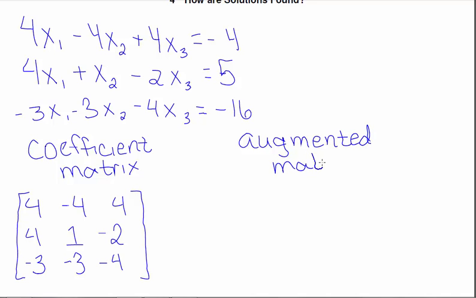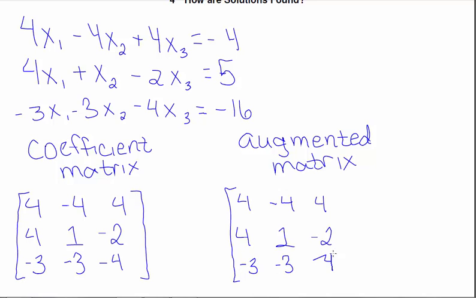So the augmented matrix is going to be very similar to the coefficient matrix. In fact, it's going to start with the coefficient matrix. 4, minus 4, 4, 4, 1, minus 2, minus 3, minus 3, minus 4. Next, we draw a vertical bar. The vertical bar is going to indicate our equal sign in our system of equations. And then we write the constants. Negative 4, 5, and negative 16. So this is the augmented matrix.